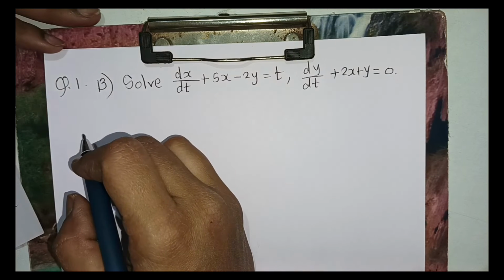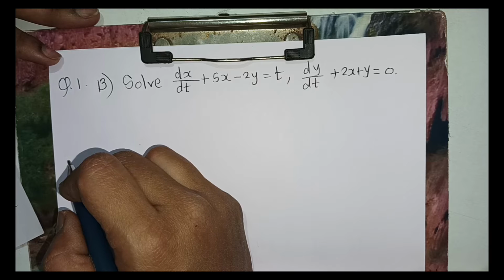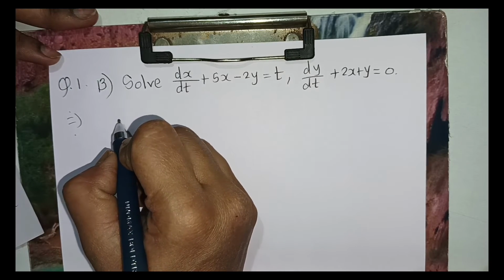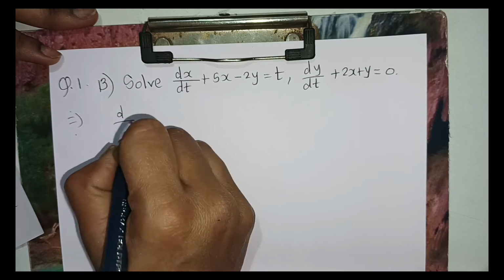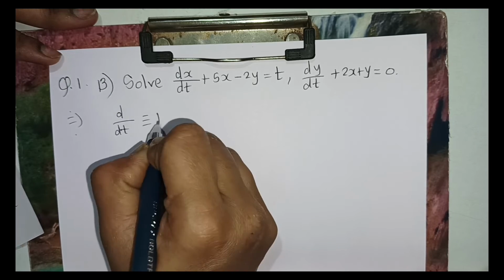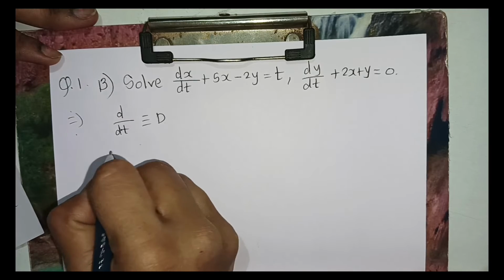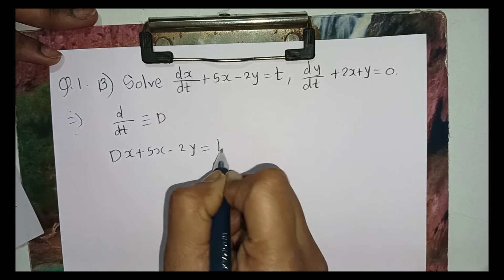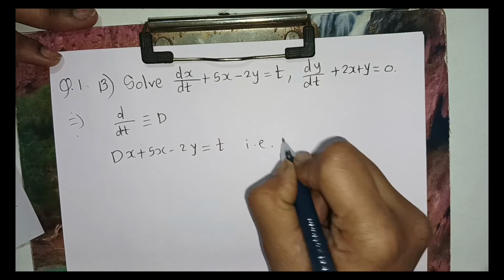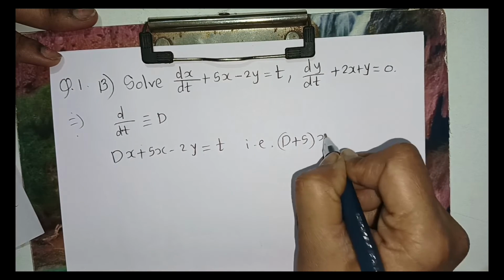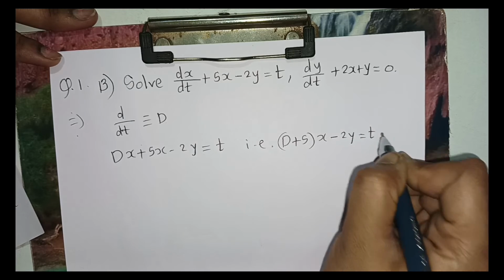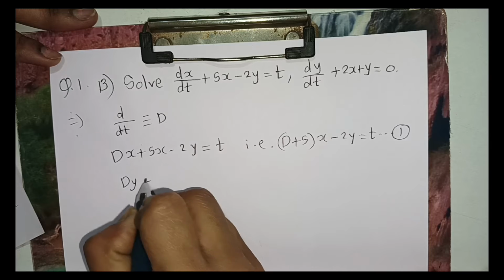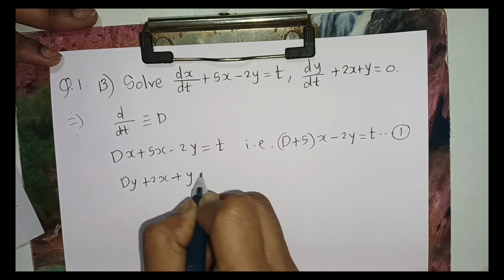So this is the example of simultaneous linear differential equations. You have to rewrite these equations by using capital D. For small d by dt, we are going to use capital D. So equation 1 will be (D plus 5)x minus 2y is equal to t. This is your equation 1. Equation 2 is Dy plus 2x plus y is equal to 0.